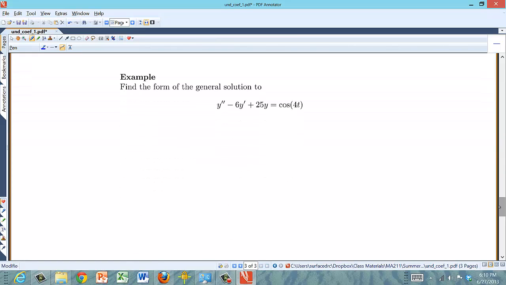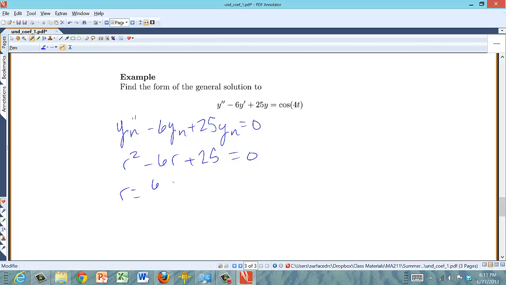Alright, let's continue on. Let's try another one. So to solve this problem, again, I'd solve the associated homogeneous equation yh double prime minus 6yh prime plus 25yh equals 0. Write down the characteristic equation r squared minus 6r plus 25 equals 0. That guy isn't going to factor, so r is 6 plus or minus the square root of 36 minus 100 over 2, and that is 3 plus or minus 4i.